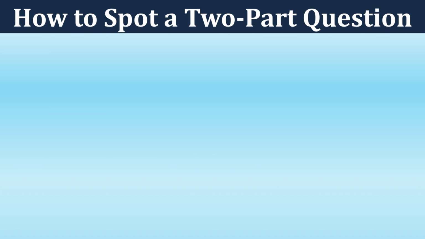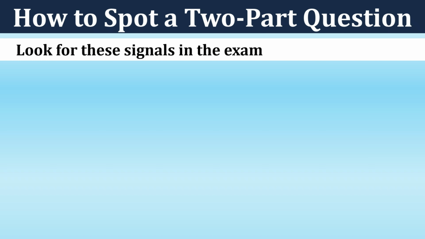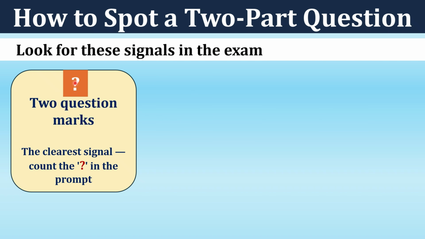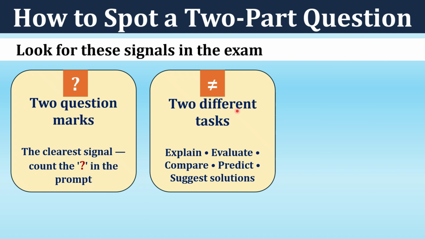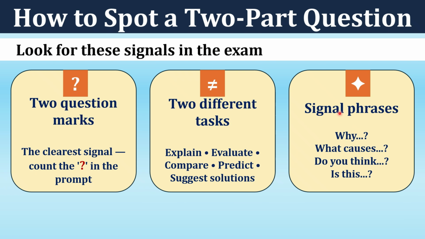So, how do you recognize a 2-part question in the exam? The clearest signal is to look for 2 question marks in the prompt. That's the easiest way to identify it. The second clue is that the 2 questions ask you to do different things. One might ask you to explain, while the other asks you to evaluate, compare, predict, or suggest solutions. And third, watch for signal phrases like why, what causes, do you think, or is this? You will often see 2 different question types combined in the same task.